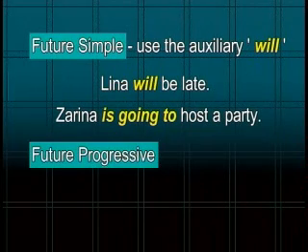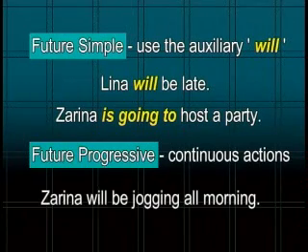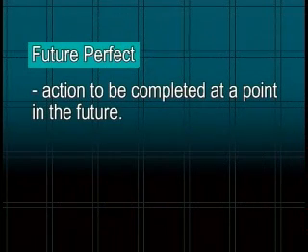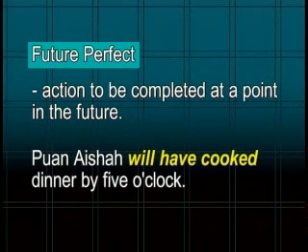We use the progressive form for continuous actions. The pattern should look familiar by now. Zarina will be jogging all morning. The future perfect form describes an action that will be completed at a point in the future. For example, Puan Aisha will have cooked dinner by 5 o'clock.